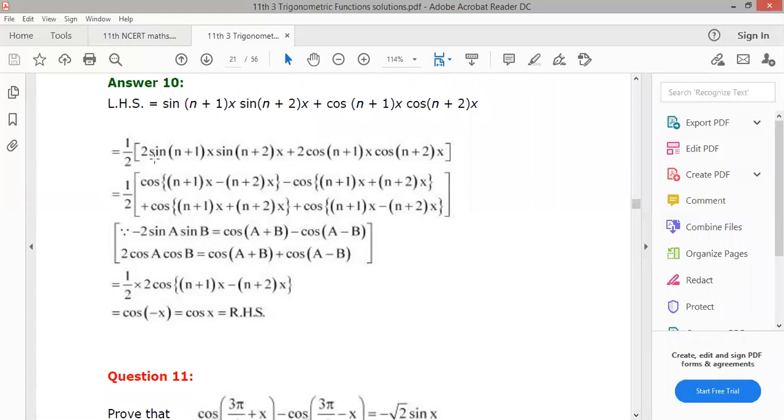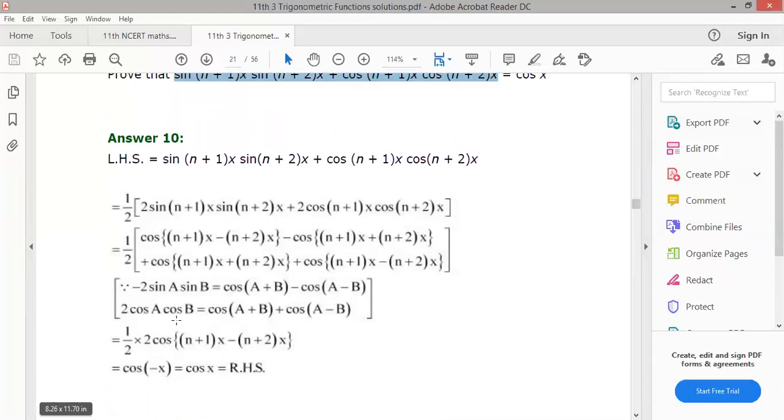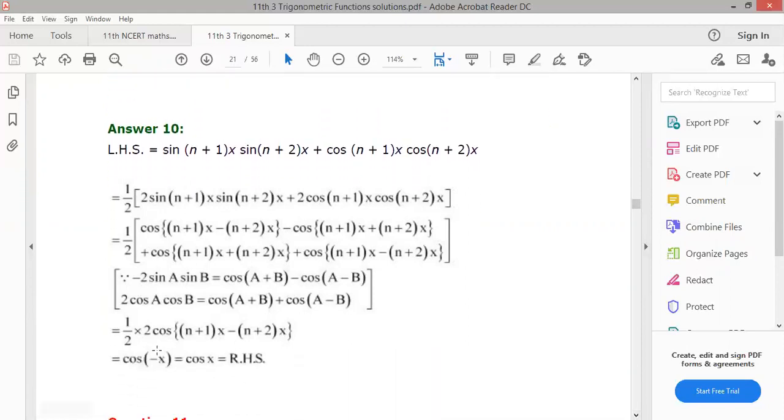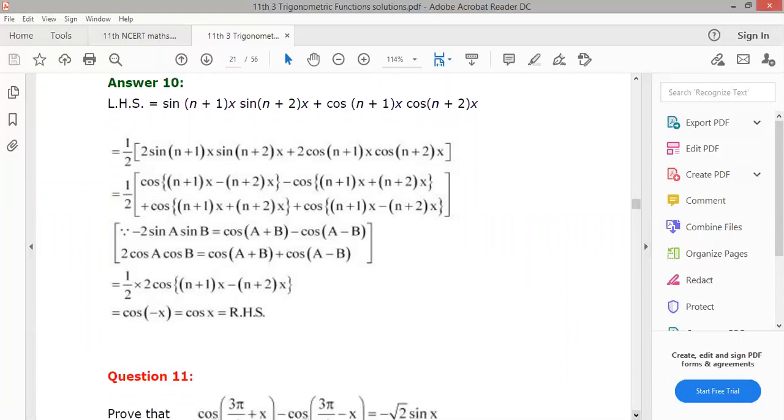Or in the other method I have used here, I have solved this with the help of this formula: minus twice sine A sine B is cos of A plus B minus cos of A minus B, and twice cos A cos B is equal to cos of A plus B plus cos of A minus B. So for this I have used one formula, and for this I have used one formula. I have added up these and we get this. At the end we will also get cos of minus x, that's equal to cos of x, because in the fourth quadrant cos is always positive.